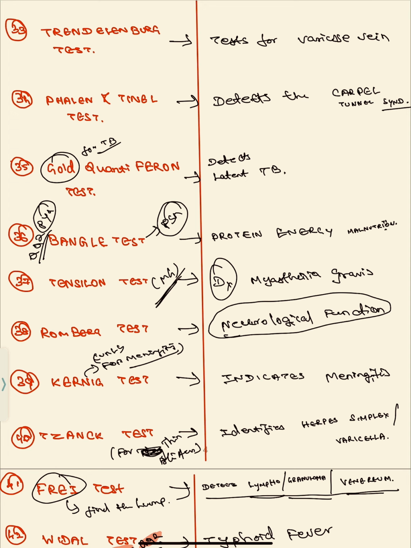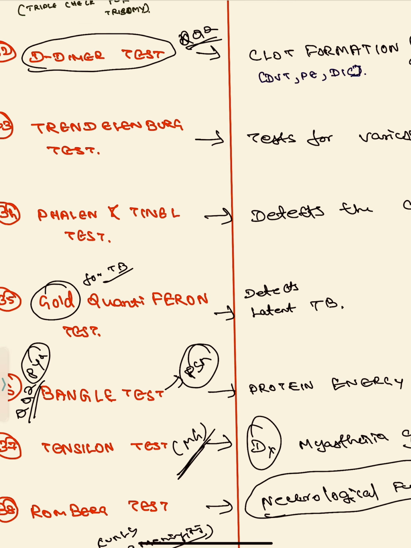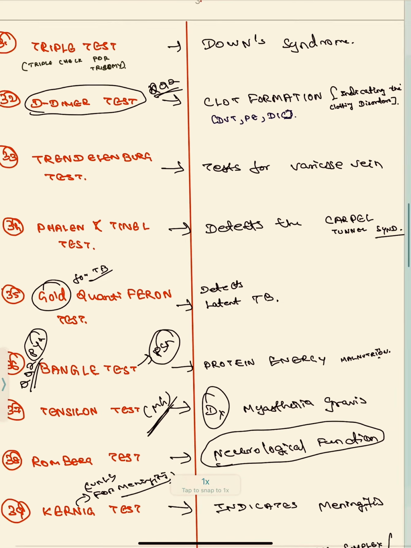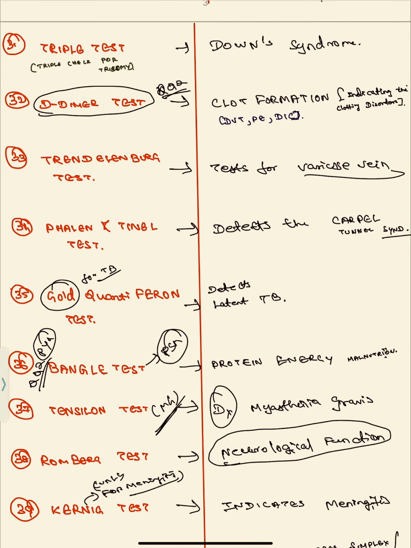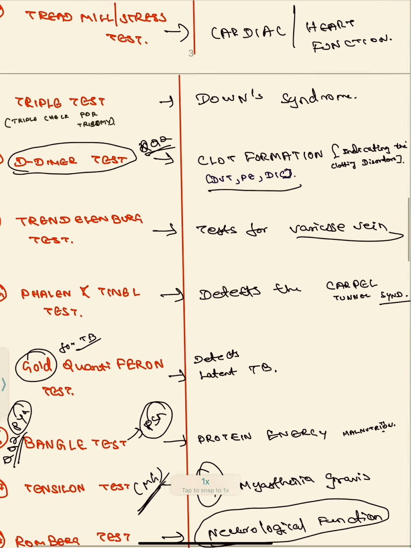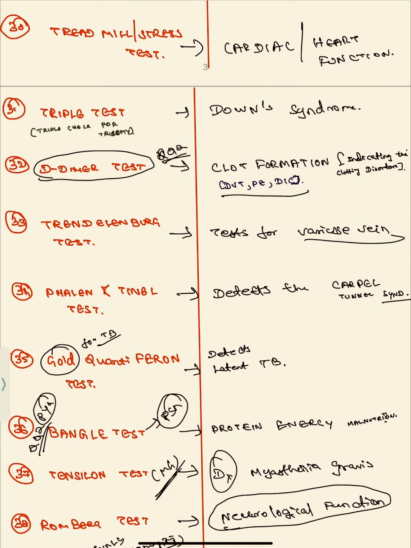Phalen and Tinel sign is for carpal tunnel syndrome, detecting the carpal tunnel syndrome. Trendelenburg test. Trendelenburg test is for varicose veins. D-dimer test. Triple Q, I marked as a triple Q. That means we can expect clot formation. DVT, PE and DIC. These are the three names. Triple test. Triple test is for checking trisomy. Trisomy is like Down syndrome. Another name of trisomy is either Down syndrome or Klinefelter syndrome.